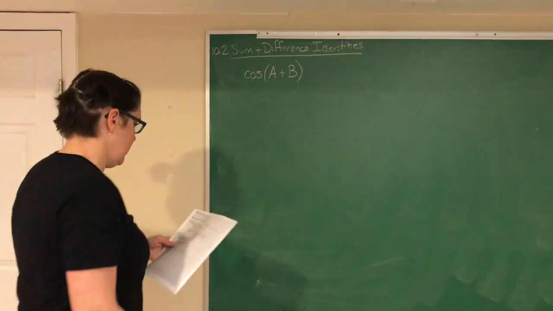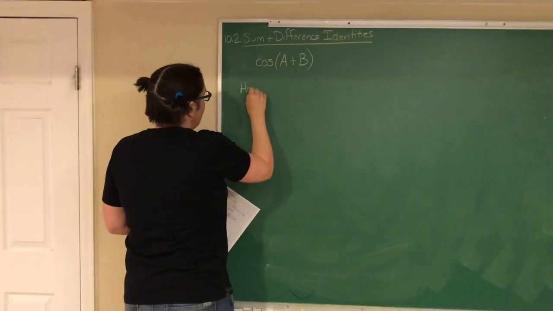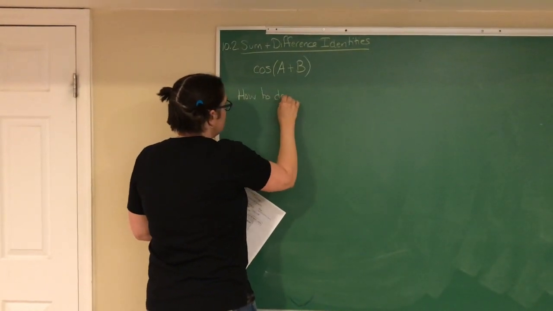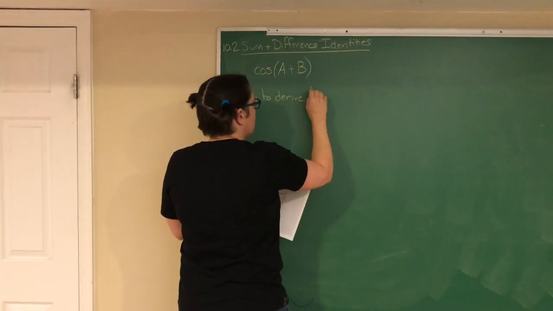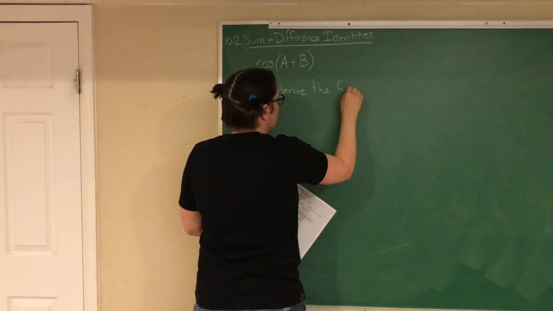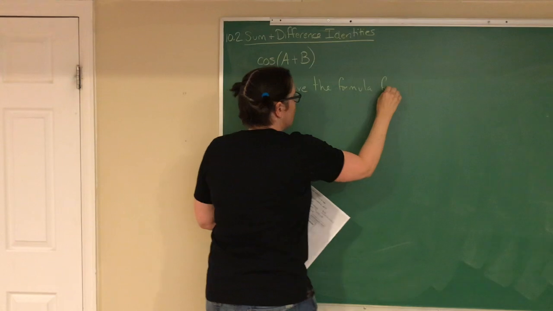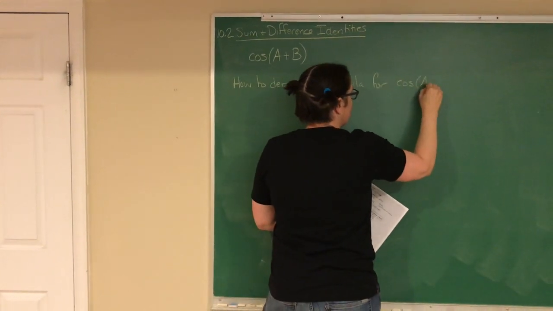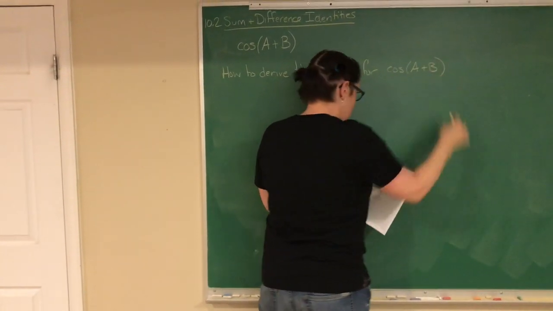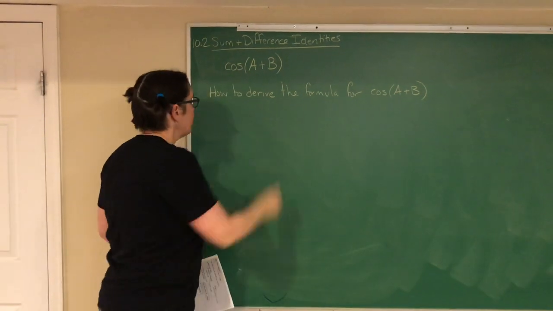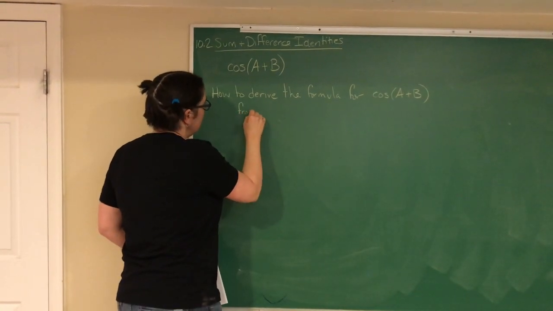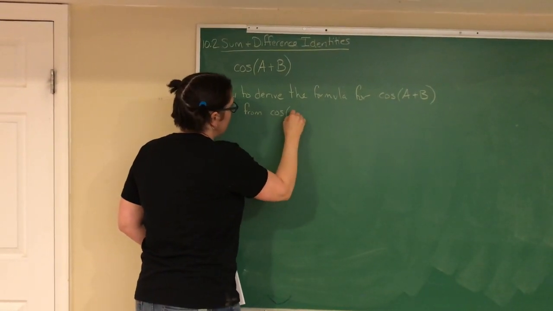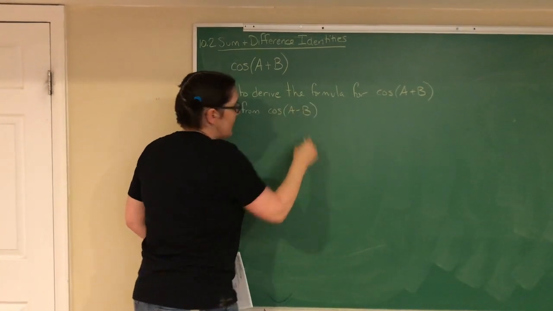And I want to talk about this formula because I think it's kind of cool how we get this formula. So we're going to talk about how to derive the formula for cosine of a plus b. Okay? And we're going to do that from our formula for cosine of a minus b.